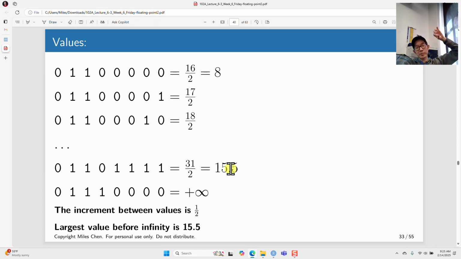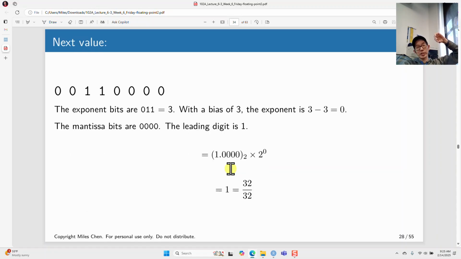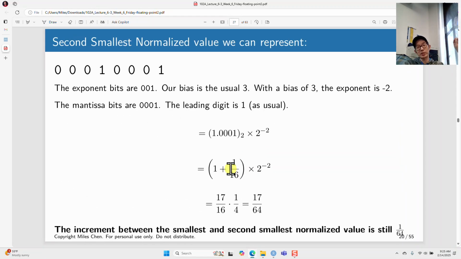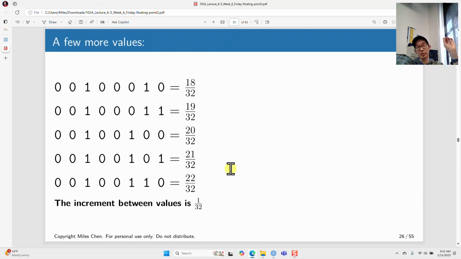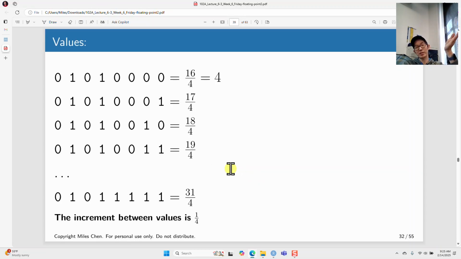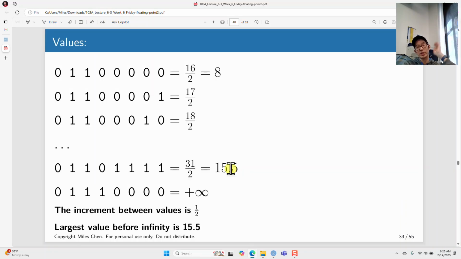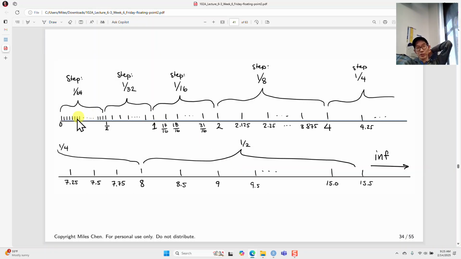We also see the same phenomenon where in the beginning our step sizes are small, like 1/64th, and then as our numbers get bigger, our step sizes get bigger. It becomes 32nds, 16ths, 8ths, quarters, halves, and so on. So for our miniature floating point system, if we wrote out the number line, there would be a total of 2 to the 8, what is that?